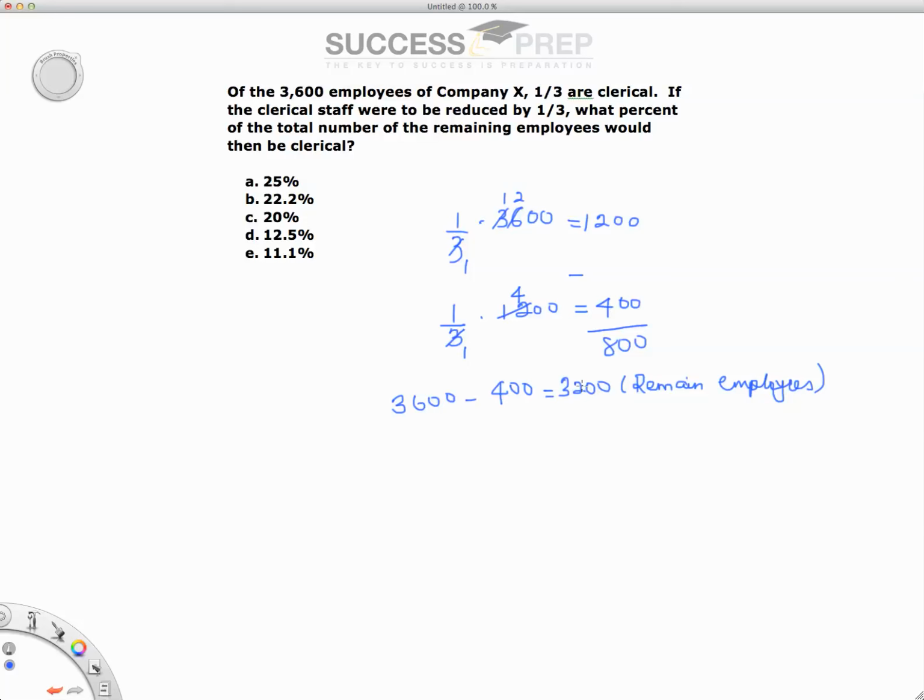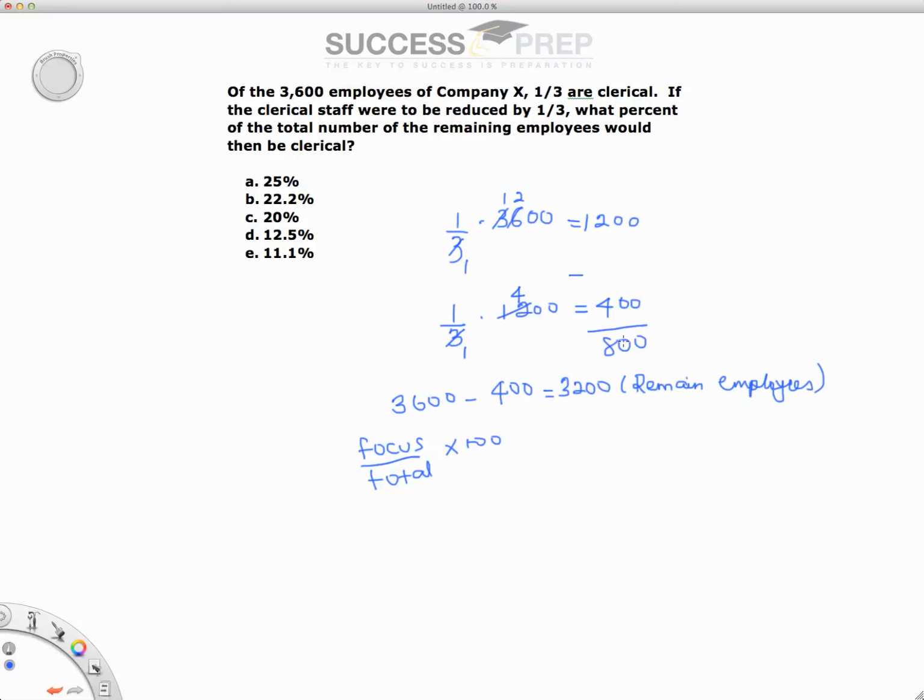Now that you have this number as 3,200, keep in mind that when you're solving a question on percentages, it says what percent of the total number. So you've got to keep in mind what you care about, or in this case, what I call your focus, divided by some total number, and you're always going to be multiplying by 100. So you should convert it into a percentage.